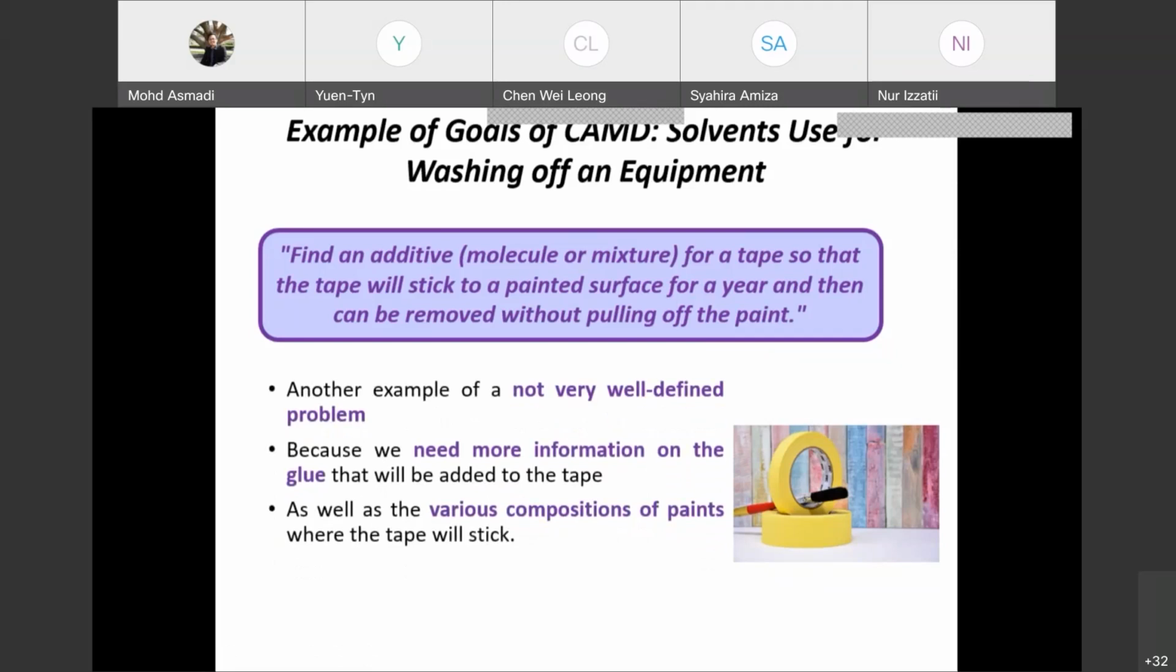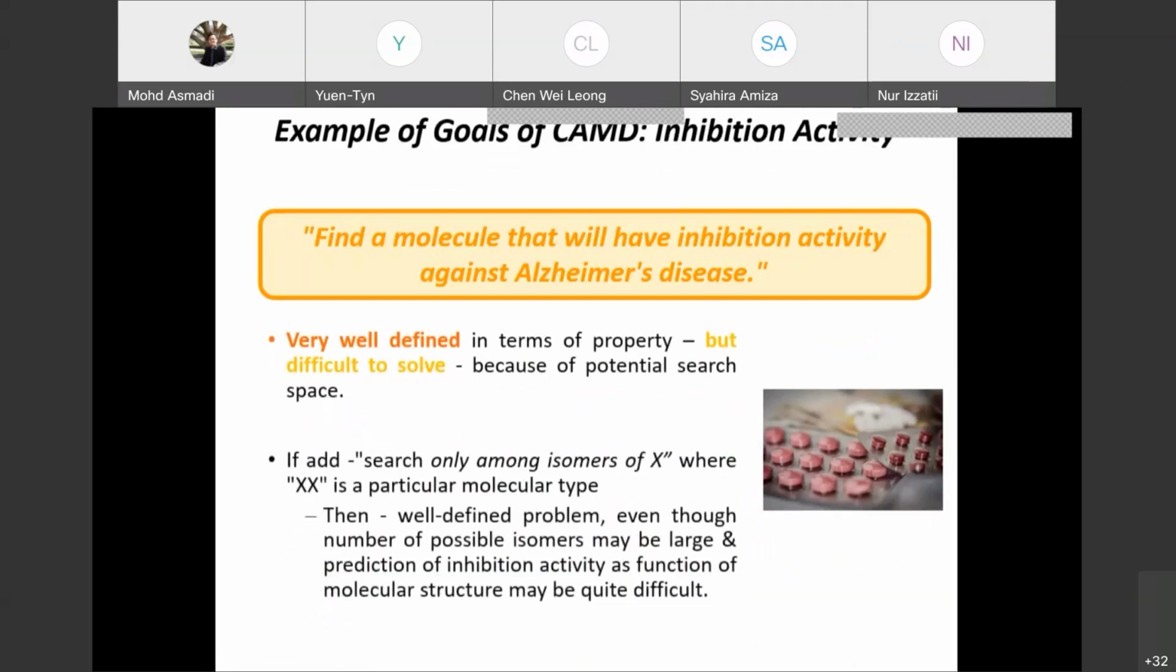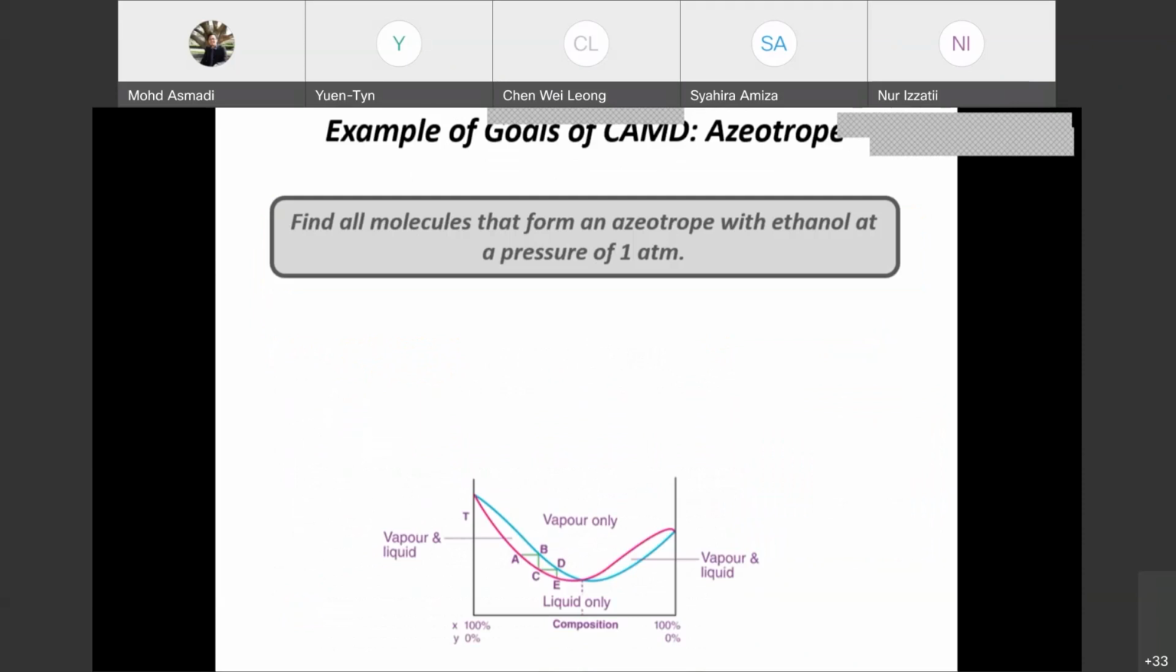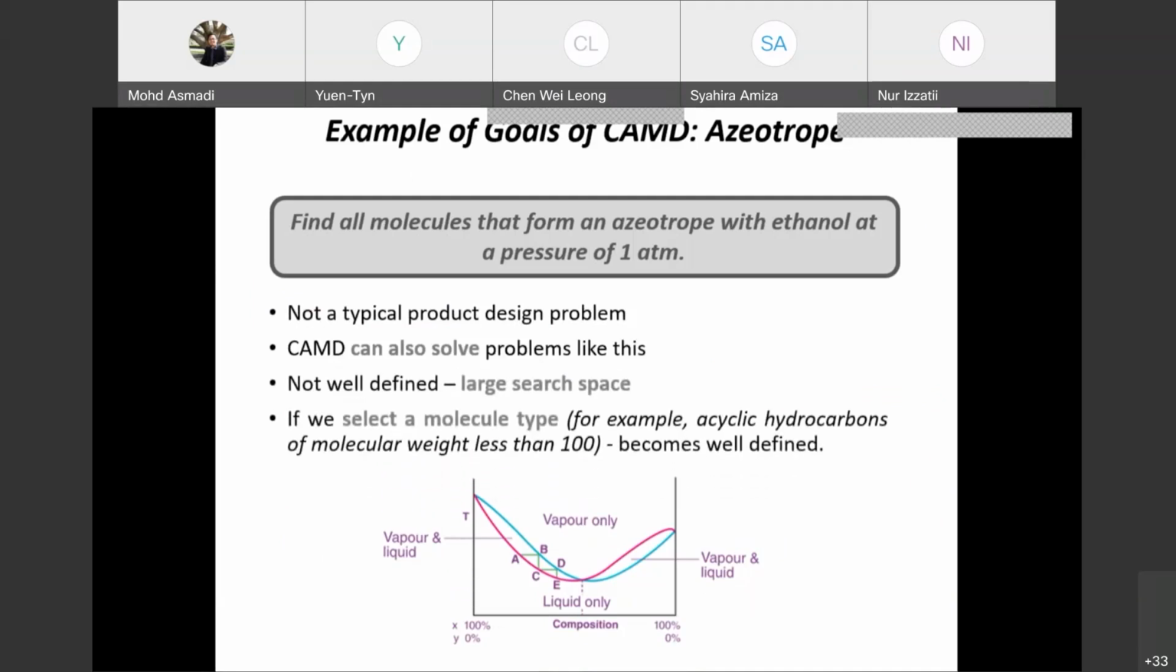And another one is not well defined, but we can solve it. This one is about the inhibition activity, which you can read. And another one is an azeotrope. Usually with an azeotrope we want to separate two components with a solvent. This one we can solve by using CAMD. Although it's not a large search space, we can solve this one actually, by using CAMD.